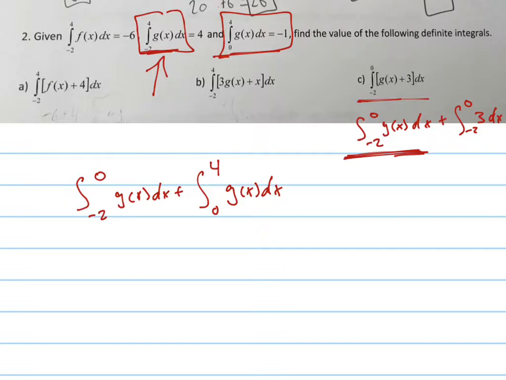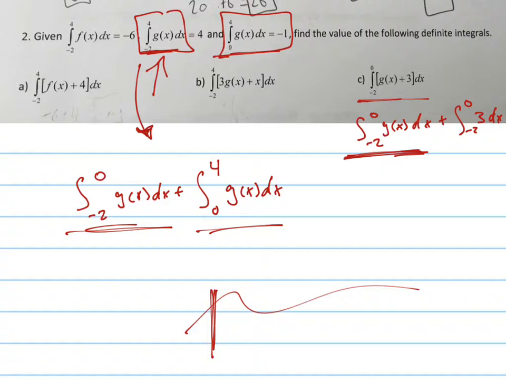See how you can break this up into those two sections, because whatever g of x is, I can start at -2 and go to 0, and then I can go from 0 to 4. And that's the same as just going from negative 2 to 4 in the first place. So you're breaking up an integral, rather than an interval.